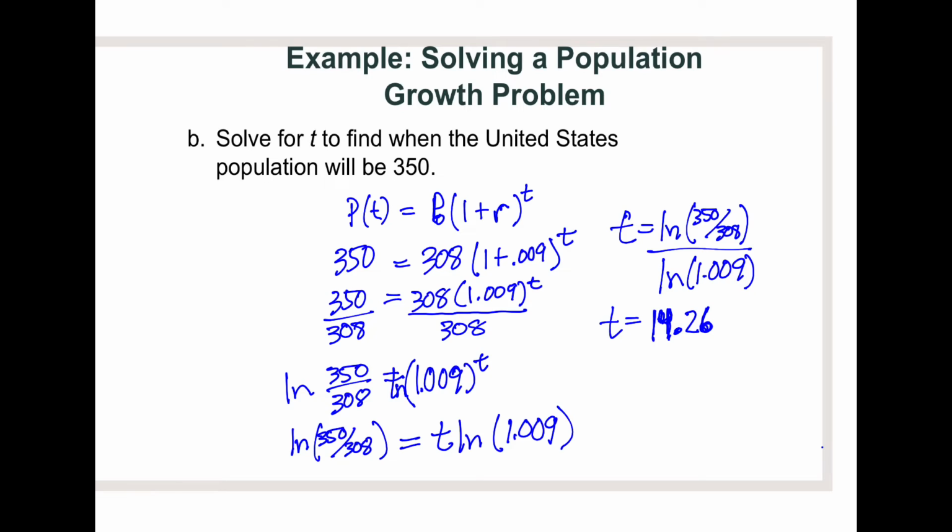So it's going to be somewhere around 2024. So we add 14 and 25. That's when we'll see that population hit the mark of about 350 million.